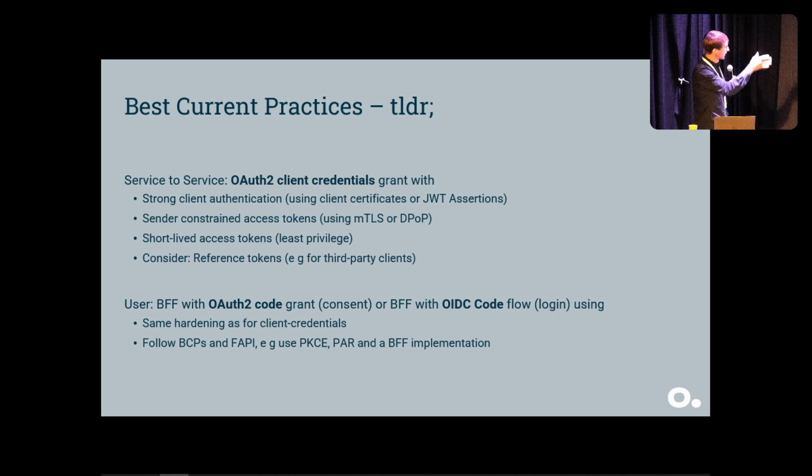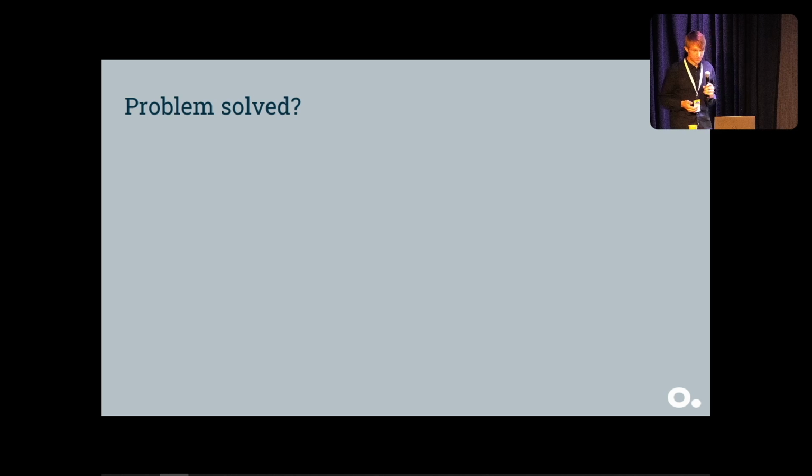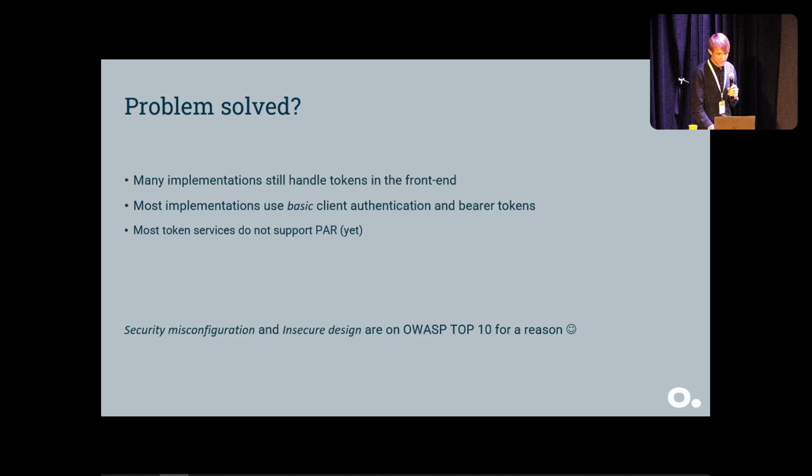So if we follow all this, is the problem solved then? Are we secure? Unfortunately not. Because in reality, many implementations don't do this BFF pattern. They handle access tokens in the browser, in JavaScript frontends, which is a very hard environment to secure. You can't keep secrets there, so you should avoid having tokens there at all, if you can. And most implementations don't bother with client certificates.